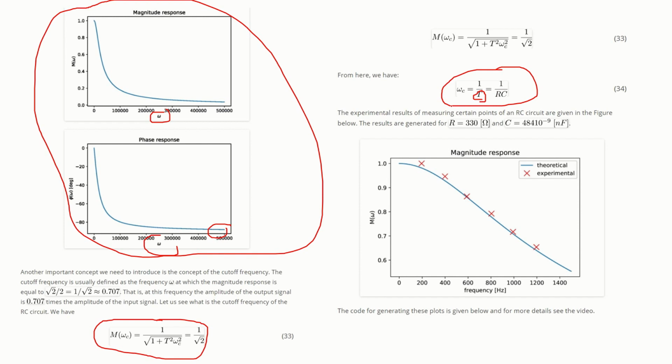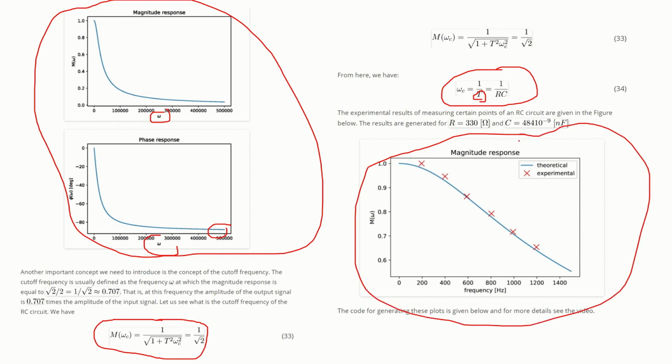Now, let us go back to the beginning of this video, where we were measuring the frequency response of the system. Here are the results. Here is the comparison between theoretical prediction and actual measurements for a 330 ohm resistor and the capacitor with a capacity given as follows. We can see that there is a good match between the theory and the practice.